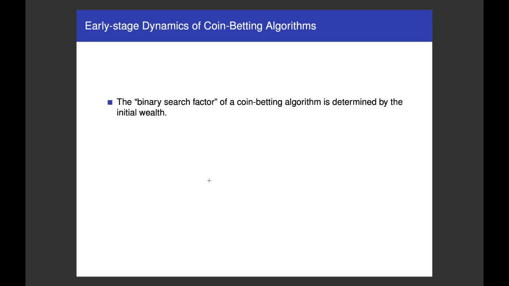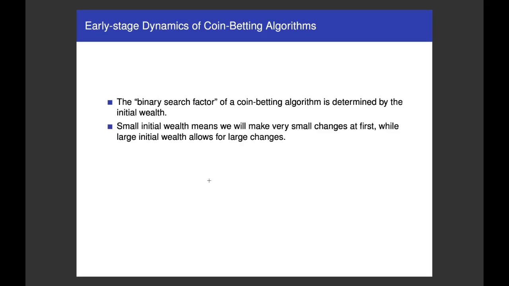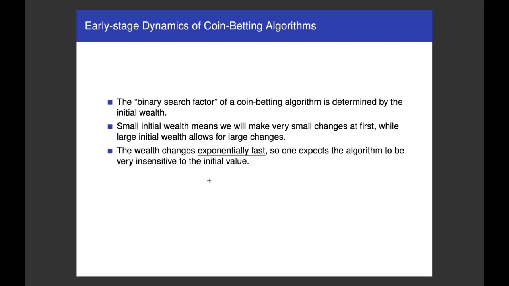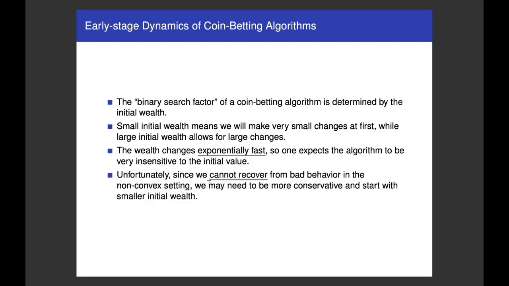So it turns out that in coin betting algorithms, the analog, the thing that sets the binary search factor, is the initial wealth. And we've been using initial wealth equal to 1, just because that seems like the most mathematically reasonable default to use. But you don't have to do that, right? If you make a small initial wealth, you'll make very small changes at first, and a large initial wealth makes for very large changes. On the other hand, the wealth value changes exponentially fast, right? So in a convex setting where we have all our nice theory, we expect to be very insensitive to this value. And indeed, if you go look at how these papers work, the value is left as a variable, and you can see that the sensitivity is extremely low.